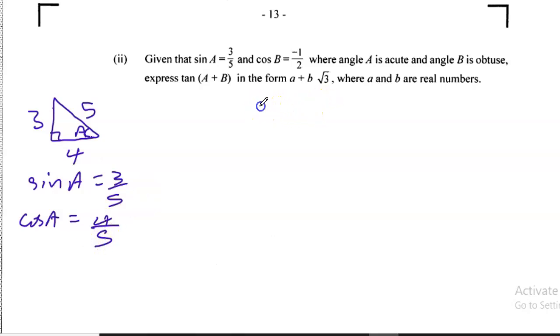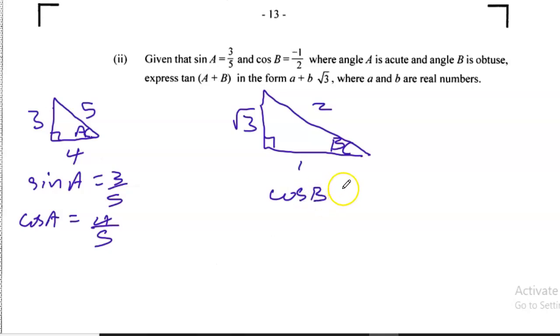And let's do angle B. So we're told that angle B is an obtuse angle, but let me just make it acute for now. Now cos is adjacent over hypotenuse, so 1 upon 2, which means that the opposite to B would be root 3. So remember, cos B is an obtuse angle, negative 1/2. But for the obtuse angle, remember that the sine is still positive, which means that sin B is opposite over hypotenuse, which would be root 3 upon 2.